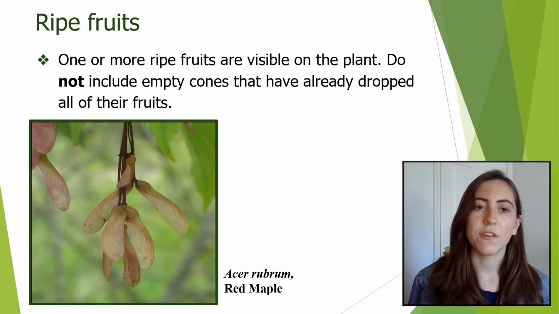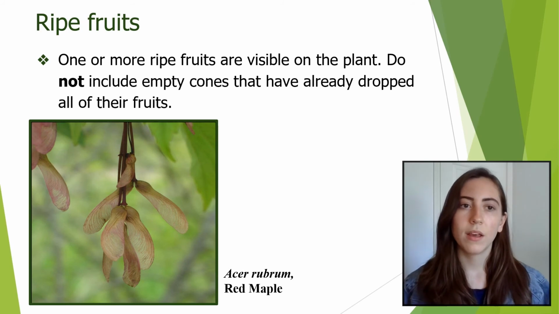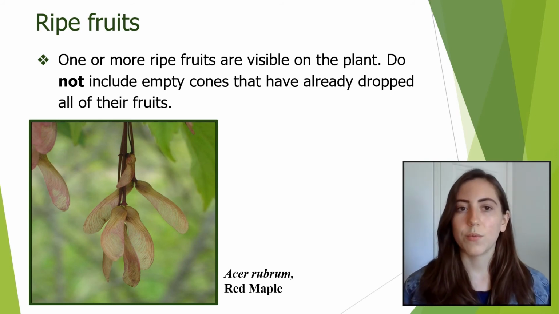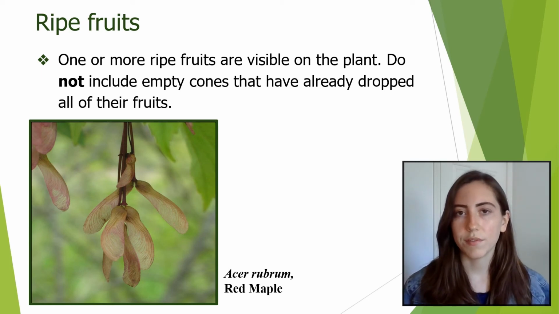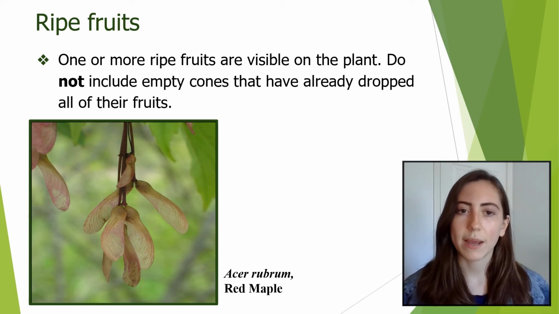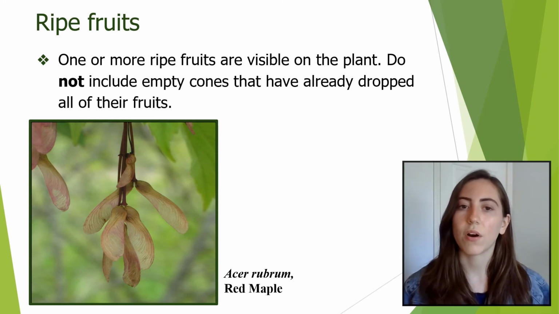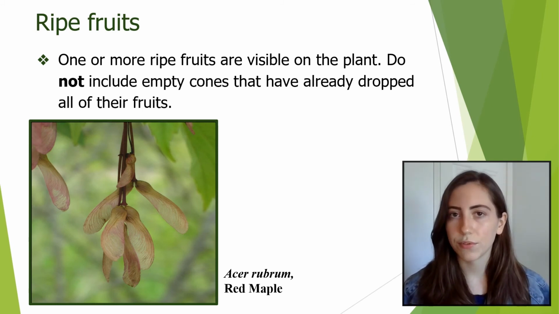The 8th phenophase is ripe fruits. This phenophase occurs when one or more ripe fruits are visible on the plant. The seeds have lost their red and green color, indicating that they are ripe. Because they have not yet fallen off of the tree, they are put into the ripe seeds or fruits phenophase, and not into the fruit or seed fall phenophase. Do not include empty cones that have already dropped all of their fruits.